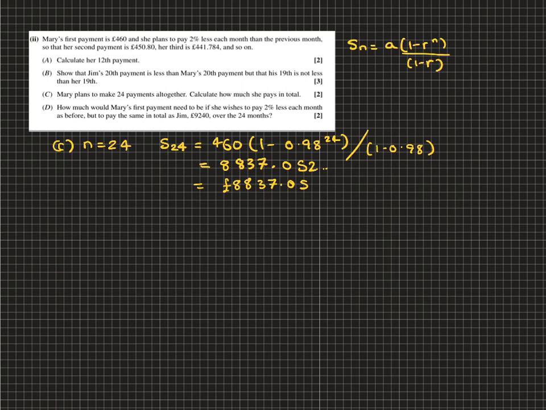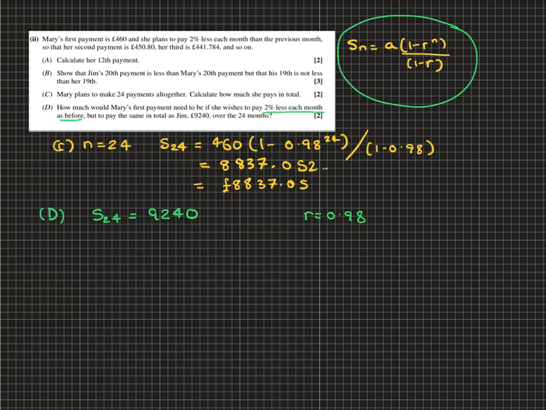Part D. How much would Mary's first payment need to be if she wishes to pay 2% less each month as she has done before, but to pay the same in total as Jim, £9,240 over the 24 months? So let's set the total of her payments, S24, equal to 9,240. But we're going to have to use this formula because, of course, she's working with a geometric progression. Now, we are still using r equals 0.98 because she wishes to pay 2% less as before each month, but our a value is unknown.